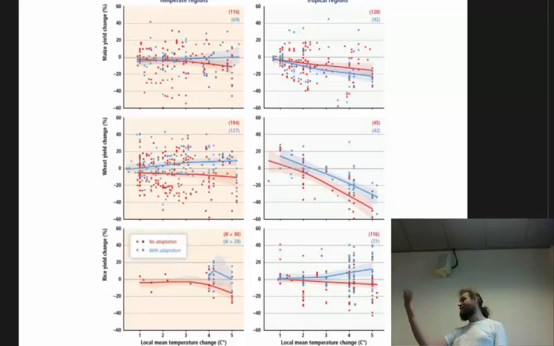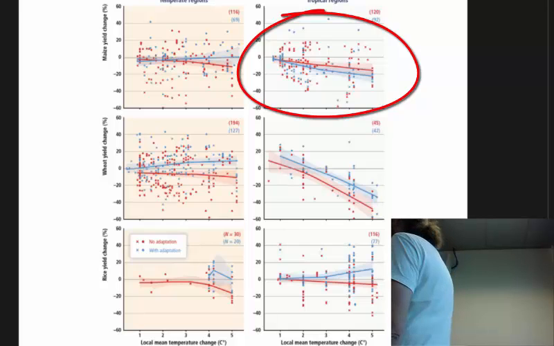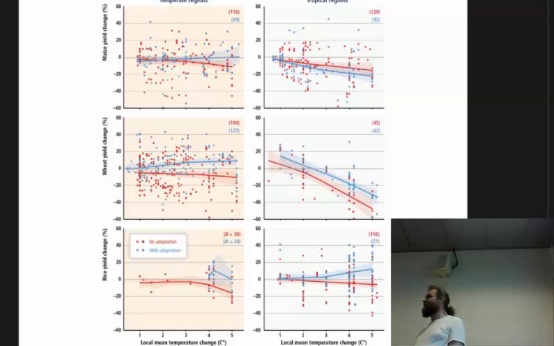Now, you rightly point out that the graph for maize in the tropics doesn't make any sense. That the assumption here is that farmers are so stupid that they're going to hurt themselves, right? Self-harm, essentially. You cannot really read this from the graph.